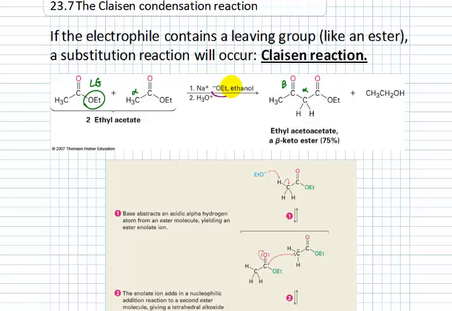The base we use, ethoxide, has to be the same as what's attached to the ester that we have. That's important because if we had used methoxide or hydroxide or something like that, we would have not preserved that same ester group. We would have mixed it up with the base that we used.